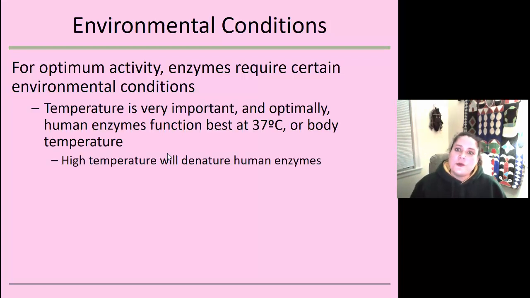Temperature. Temperature is really, really important. If we're talking about human enzymes, they are going to function best at 37 degrees Celsius because that's human body temperature. If we're talking about some other organism, though, then 37 degrees isn't necessarily going to be the best temperature. Not all enzymes are the best at 37 degrees Celsius, just the ones that are in the human body. So every enzyme has its own temperature range where it's going to be effective and work well.